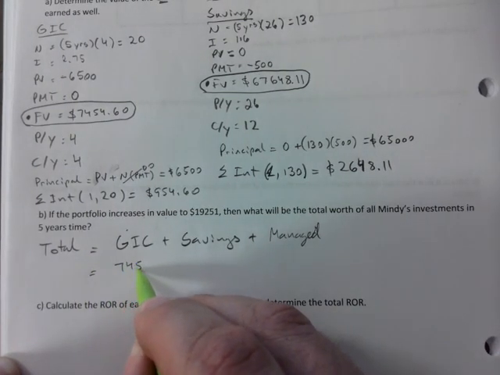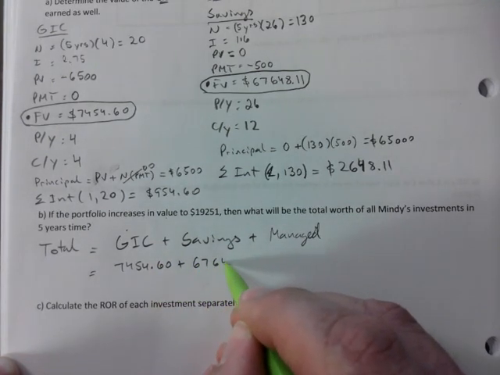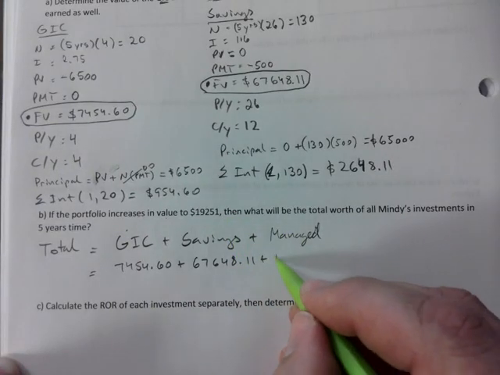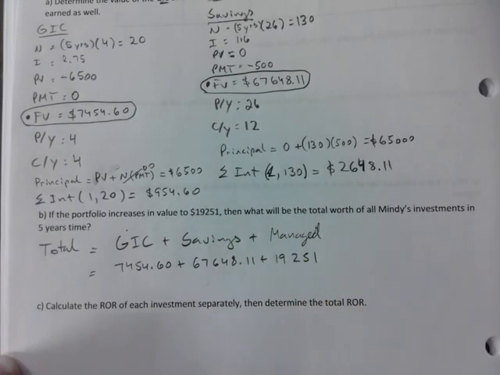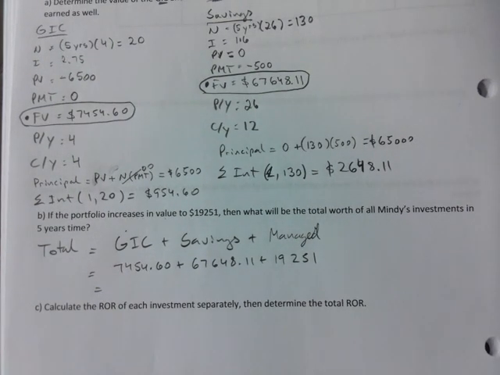So 74, 54, 60, 67, 648, 11, and the 19,251. So that portfolio that she had, just because the stock market doesn't do compound interest, just so you know. The stock market just goes up or down based on how many shares are sold or based on how the company's doing overall.